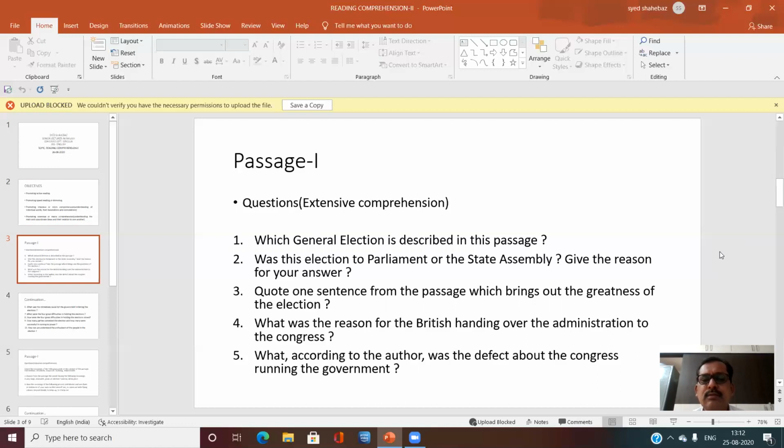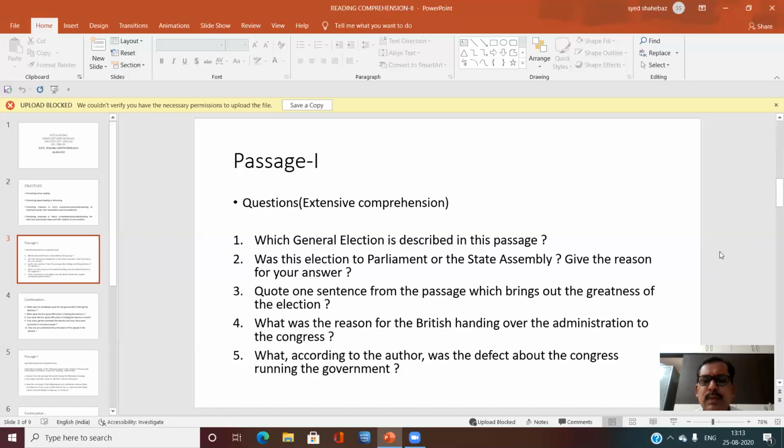Second question, was this election to parliament or the state assembly? Give the reason for your answer. It was to the state assembly. The sentence, "It was the Congress that came out with flying colors in all the provinces," shows this. So the general election was for state assemblies, and the sentence shows the elections were held for assembly seats.